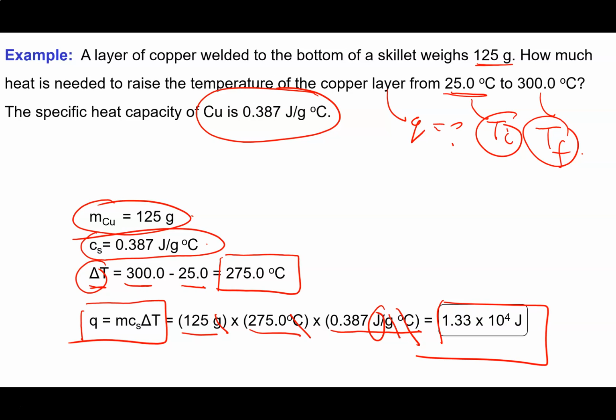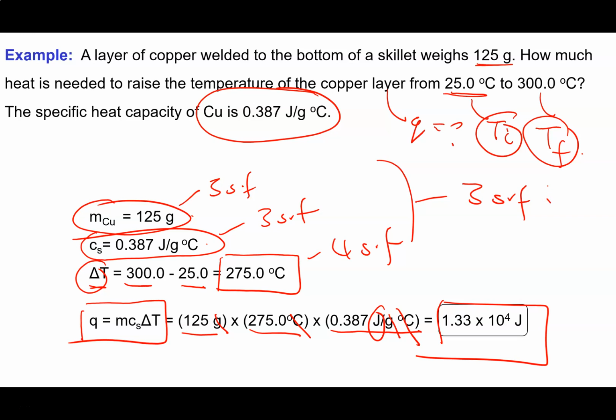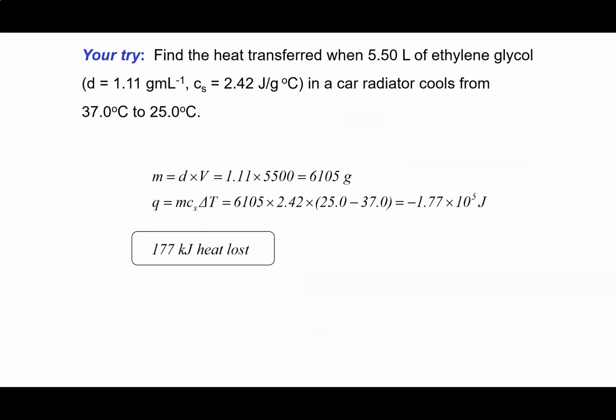3 significant figures. It's going to work great for this. Okay, this one had 3 sig figs. This one had 3 sig figs. This one had 4 sig figs. So when we multiply everything together, we want to get 3 sig figs. Okay, so let's try another one.